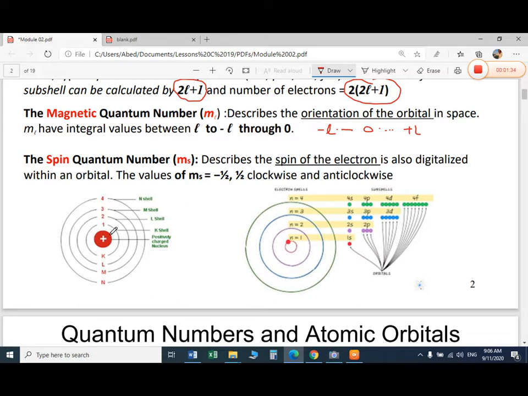Number 1 tells you the distance between the nucleus and the electron. The higher the number of the shell or the quantum number, the more distance there is. The higher the principal quantum number, the more energy there is. Orbital shell number 4 has more energy than 1. The size is also bigger; 4 is bigger than 1. So this will tell you 3 things: size, energy, and the distance between the electron and the nucleus.